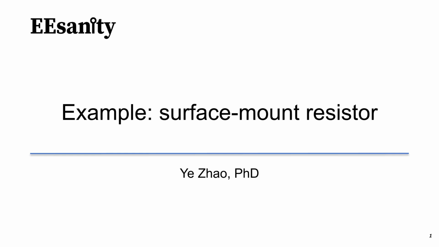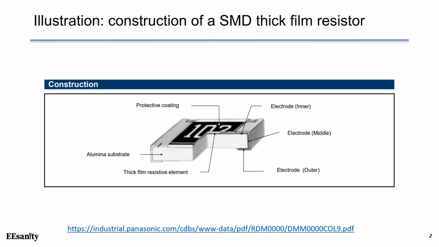In this lecture, we will give you an example of a surface mount resistor in size 0805. This is an illustration showing a construction of a surface mount thick film resistor. As you can see on the picture, there's a resistive element on top of the resistor. Electrodes are shown as terminals on both sides. And also you can see the alumina substrate. On the top of it is the protective coating.